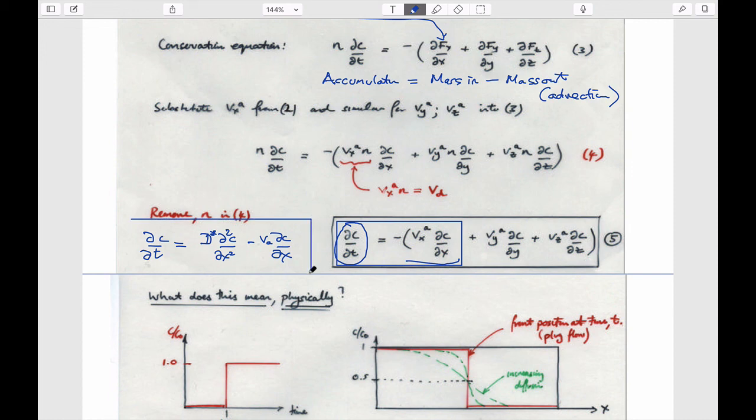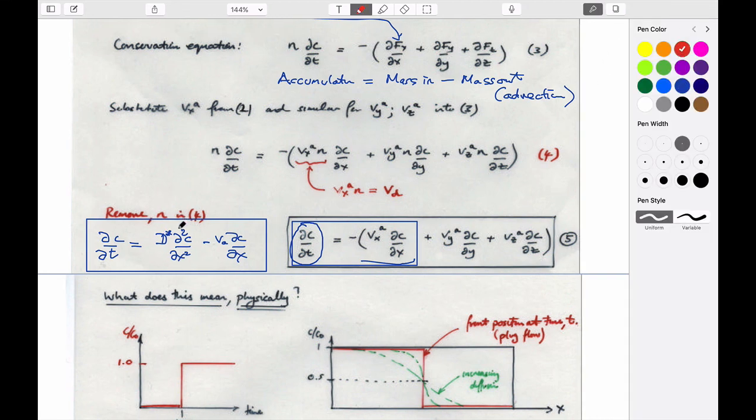I'm not worried that you guys be partial differential whizzes. That's not important to me, probably not very important to you either. But it's probably important to understand exactly what these physically mean. And so this is the diffusive term. And this is the advective term.